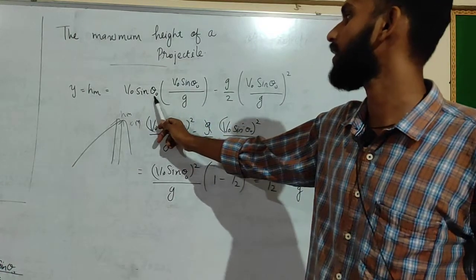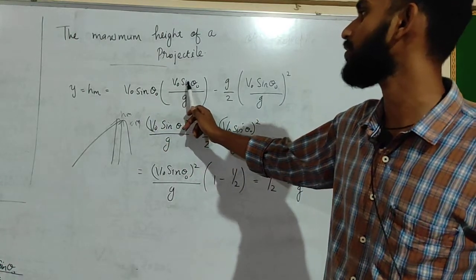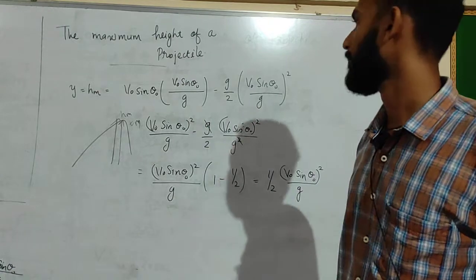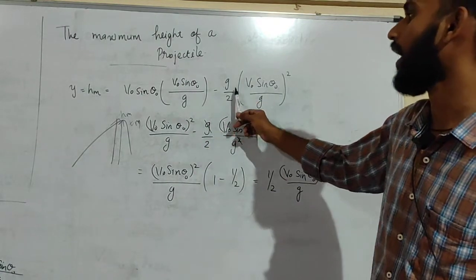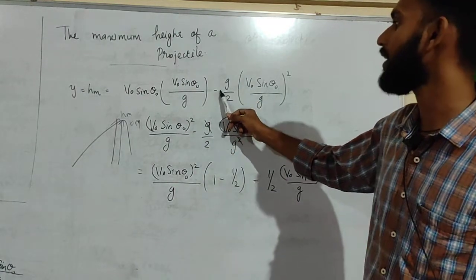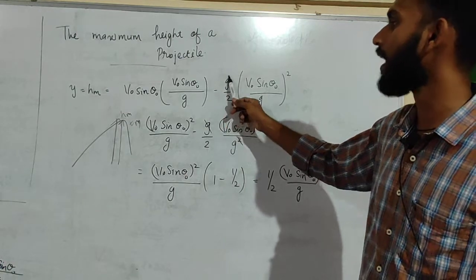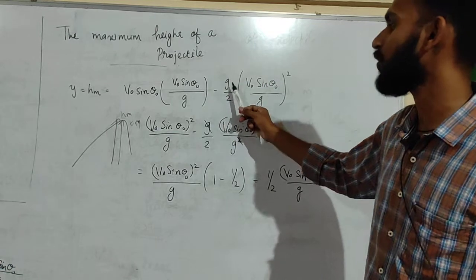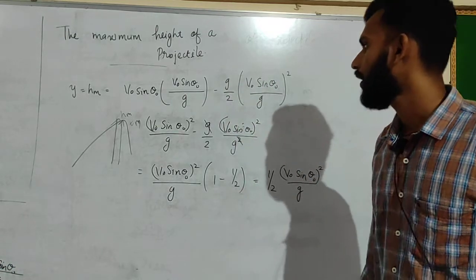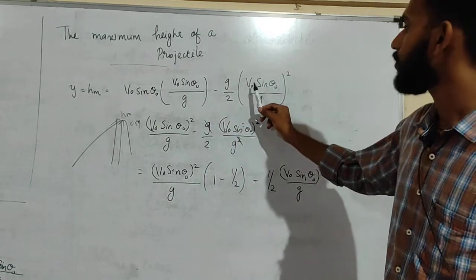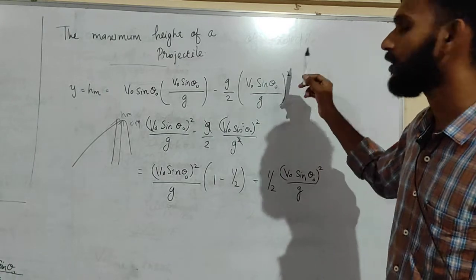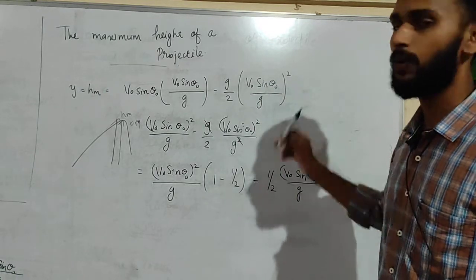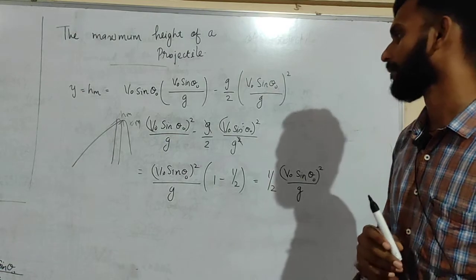So V0 sin theta 0 into Tm, that is V0 sin theta 0 divided by g, minus half g, where a is equal to minus g. So minus g by 2 into T square, that is V0 sin theta 0 divided by g into g square, that is Tm square.